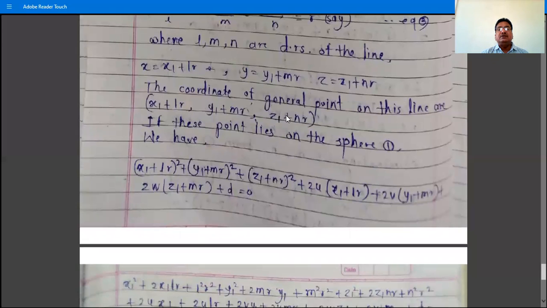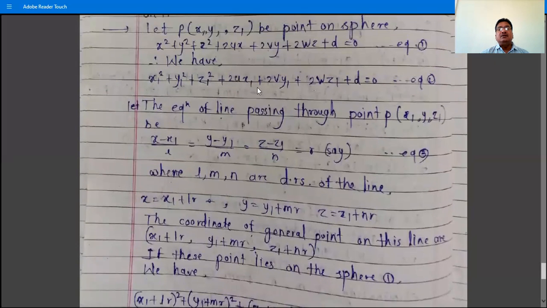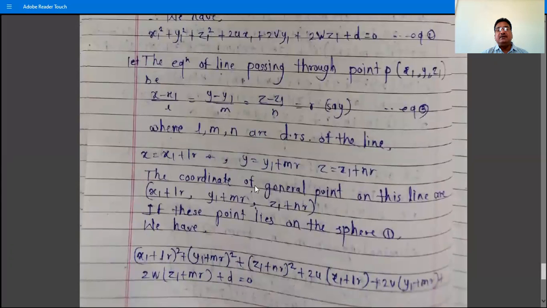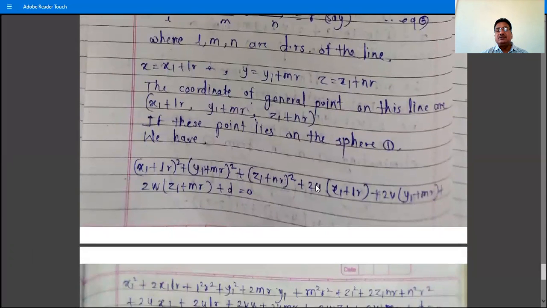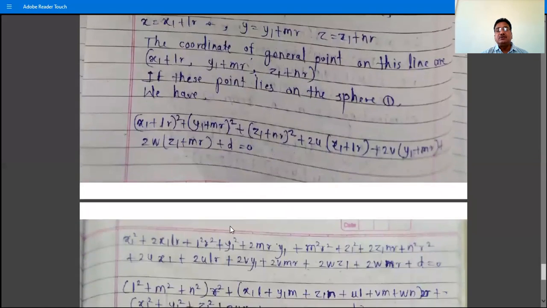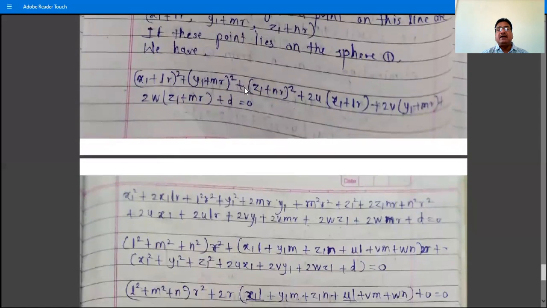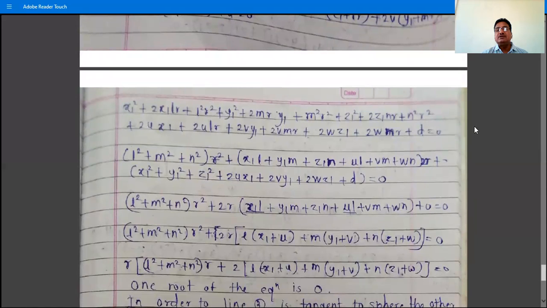That is, if this point on the line lies on the sphere, then the equation of sphere, equation number 1, is satisfied by these point coordinates. That is, substitute x as x1 + lr, y as y1 + mr, and z as z1 + nr in the equation of the sphere. We have x² + y² + z² + 2u(x) + 2v(y) + 2w(z) + d = 0. Find the square of these brackets, then multiply by 2u, 2v, 2w in the brackets. We have all these terms.